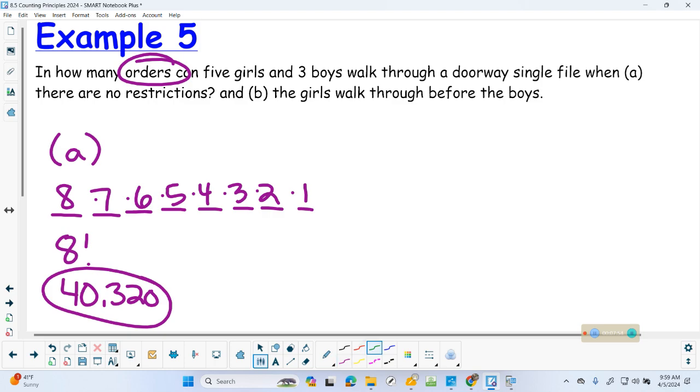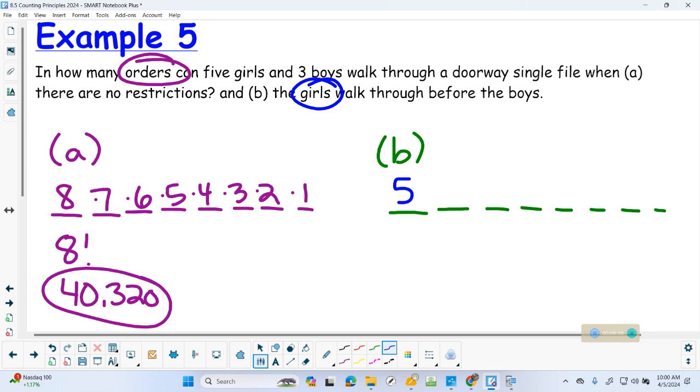All right, we're going to do part B. So still 8 kids, but the girls are walking through first. So how many girls do I have to pick from? 5. So one of the girls went through. Now how many girls to pick from? Now how many? 3, 2, 1.